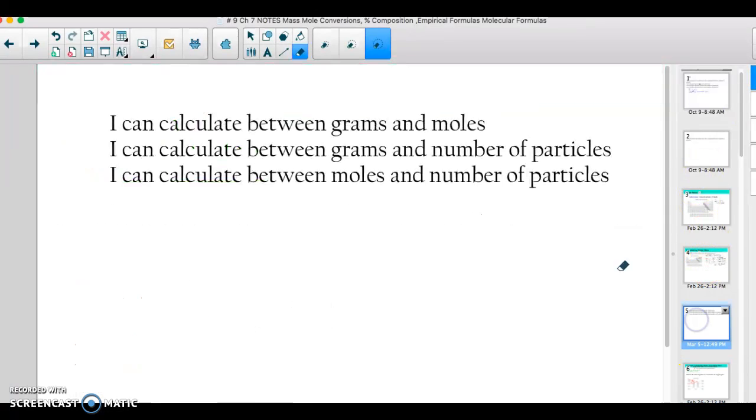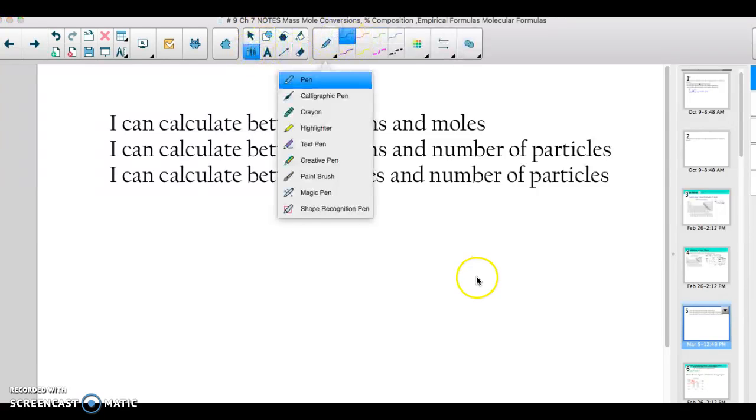All right, guys, so I wanted to talk to you about how to calculate between grams and moles, grams and particles, and moles and particles. You've done this before with elements, but now we're going to do it with compounds.